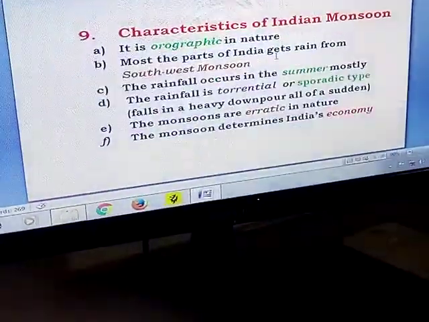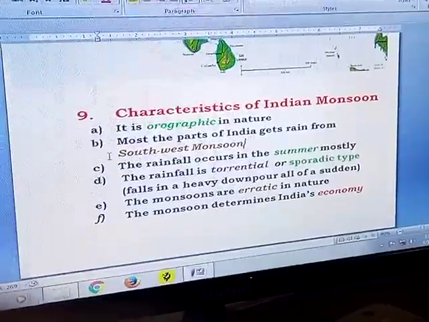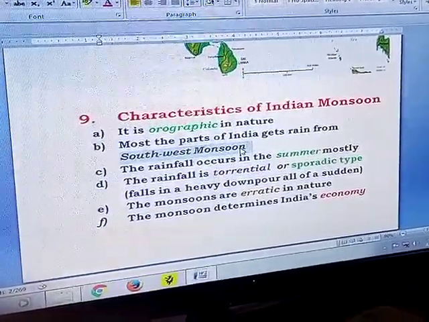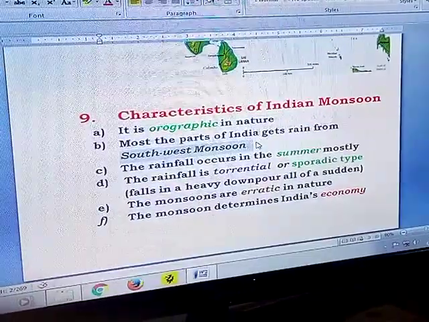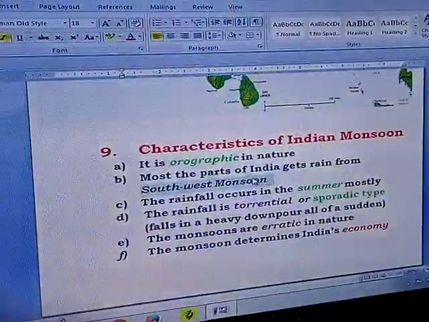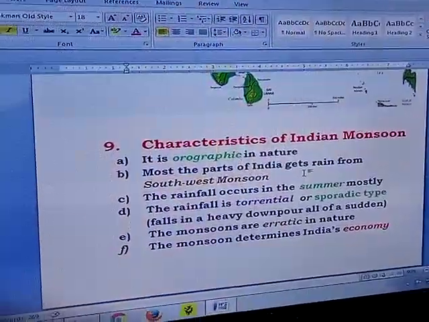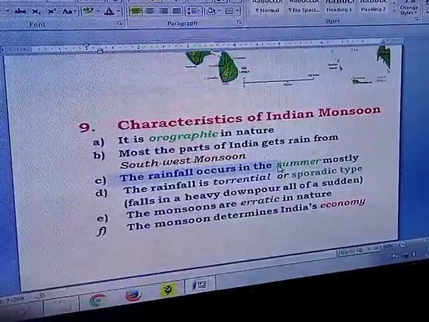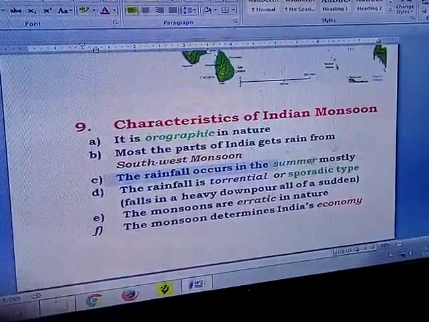Major rainfall in India actually happens due to the southwest monsoon, what we call the monsoon season. And obviously in South India we also get the retreating monsoon, which is their monsoon season. Our rainfall happens mostly during the summer.